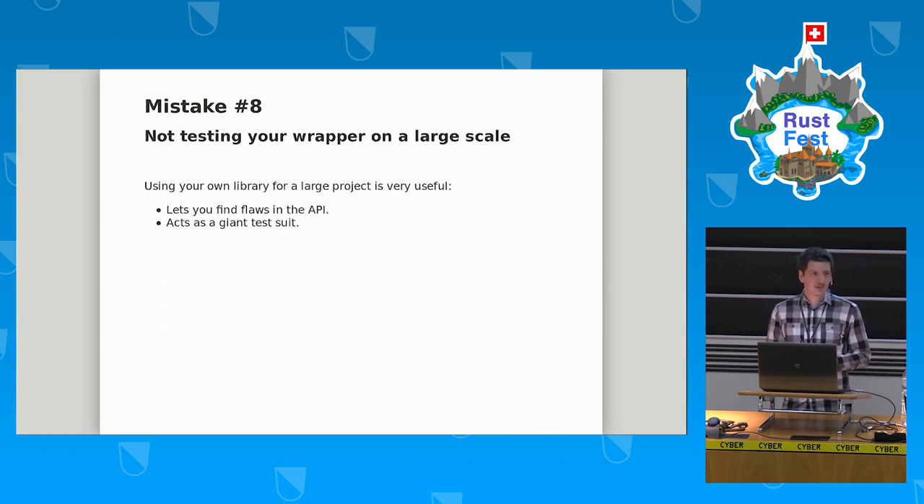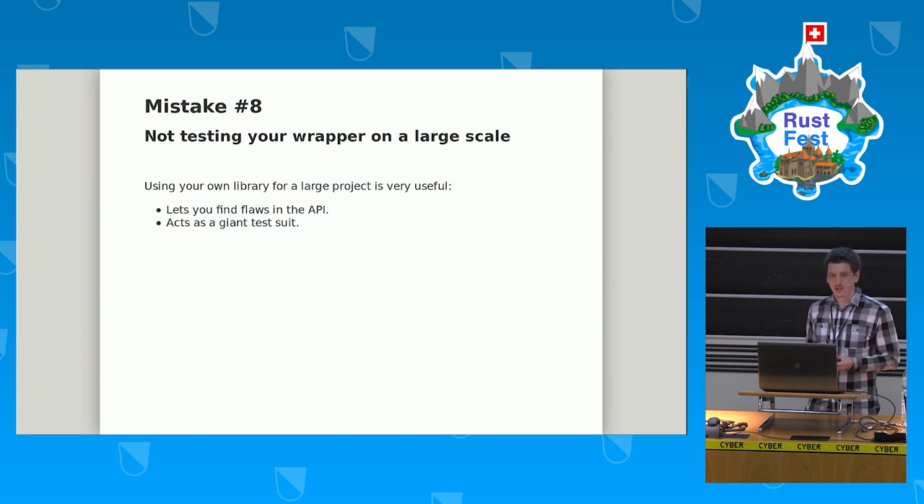Okay, mistake number 8, not testing your wrapper on a large scale. So that's obviously more easily said than done. But I really advise you to write, at the same time as your wrapper, a large-scale project that actually uses your wrapper. That's very useful because it's going to let you find flaws in your API, things you didn't necessarily think about. And it also acts as a giant test suite.